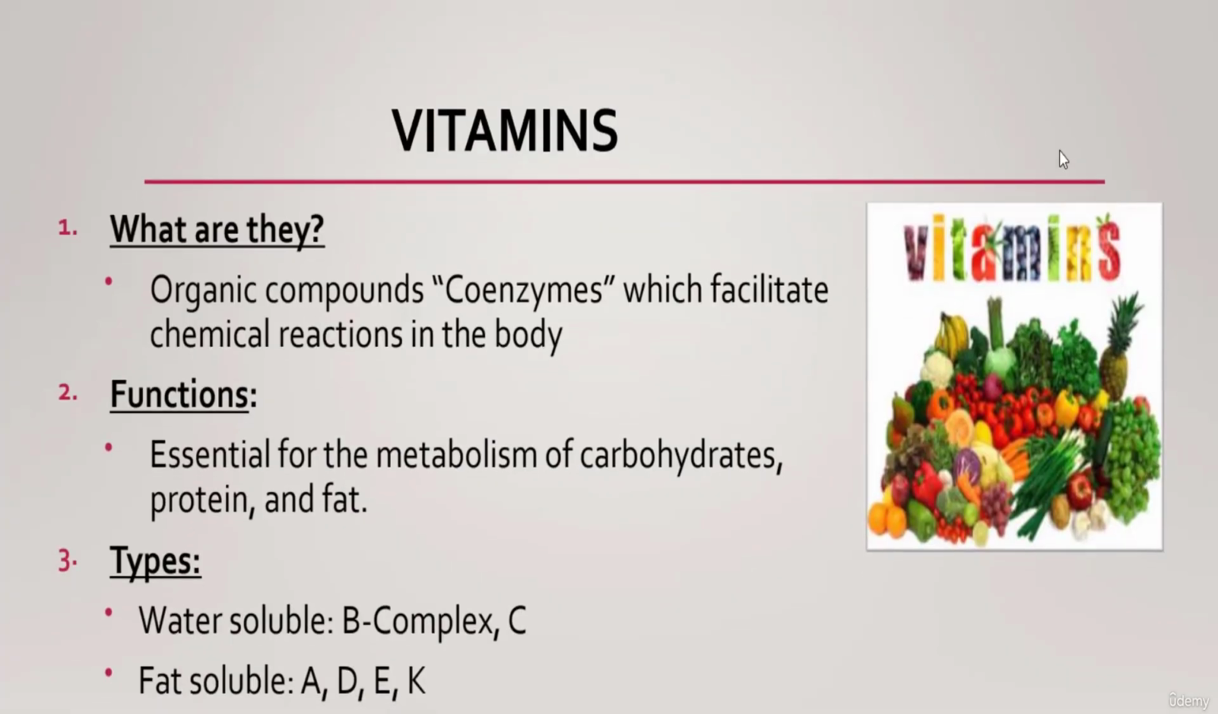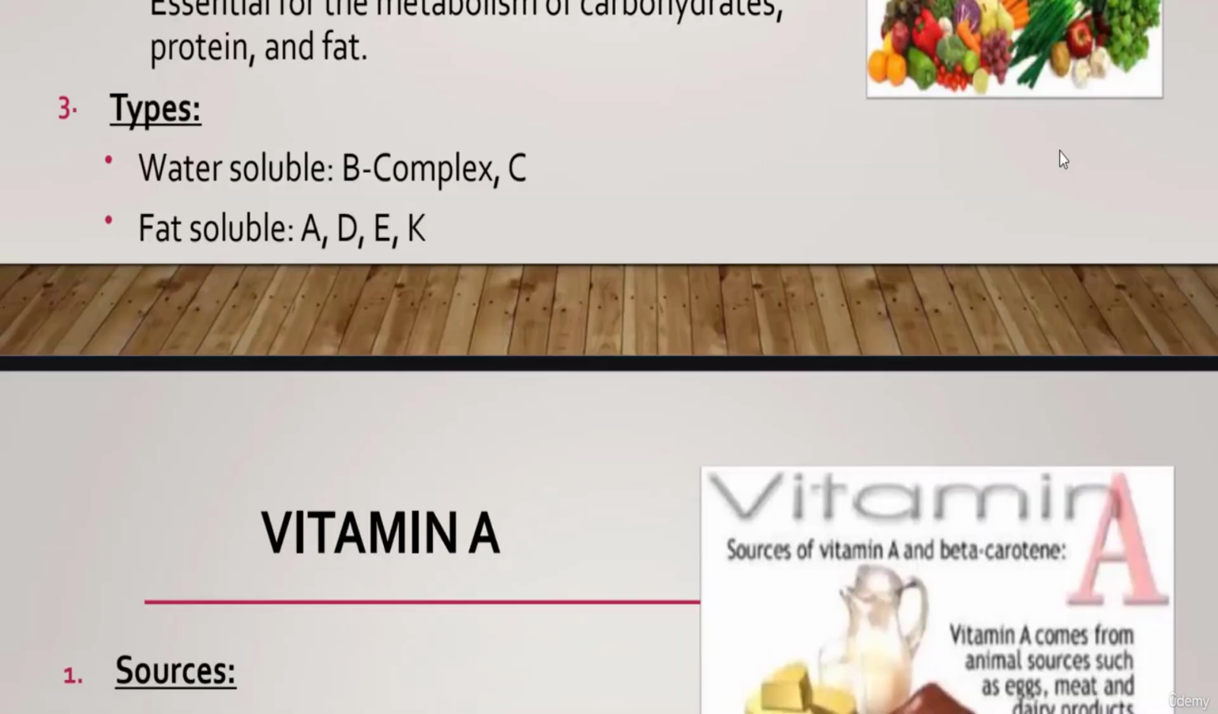Now, let's talk about vitamins, right? So, vitamins are organic compounds also called coenzymes, which facilitate chemical reactions in the body, right? They're essential for the metabolism of carbohydrates, protein, and fat. Types are water soluble, B complex, C, fat soluble, A, D, E, K. So you can remember this mnemonic, ADEK, okay, for the fat soluble vitamins.